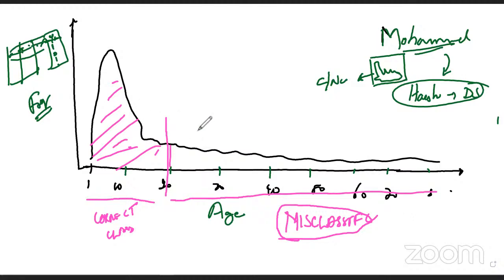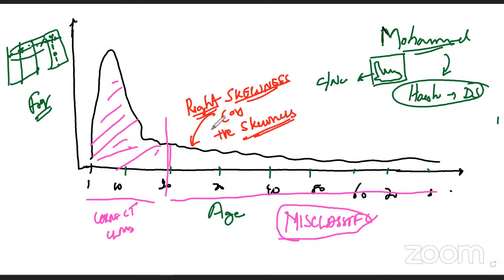So this particular part, if you see, this is called skewness. And when you look at it, the tail is towards the right side. So we call it right skewness, or positive skewness. So we look at the tail of the distribution and we try to arrive at the result.